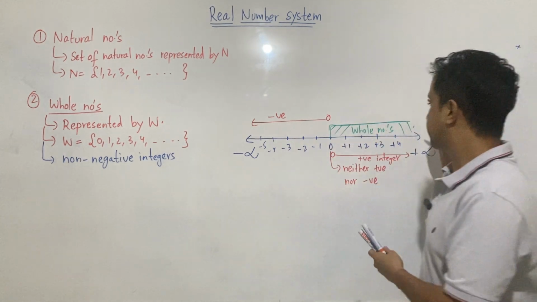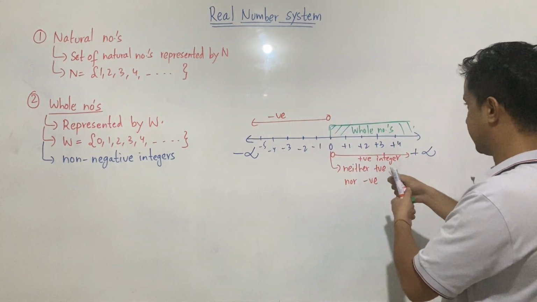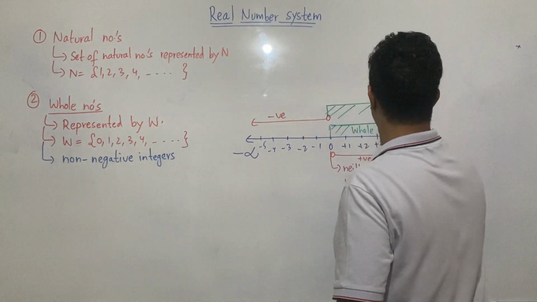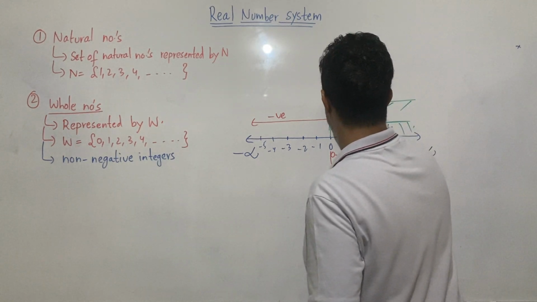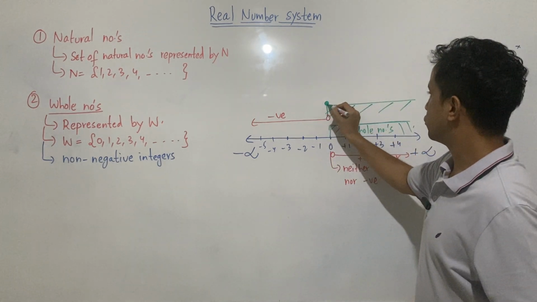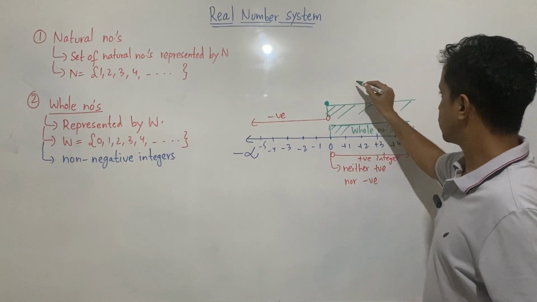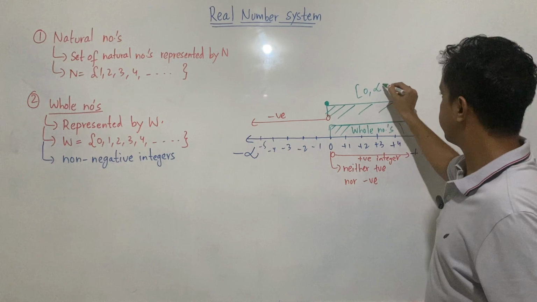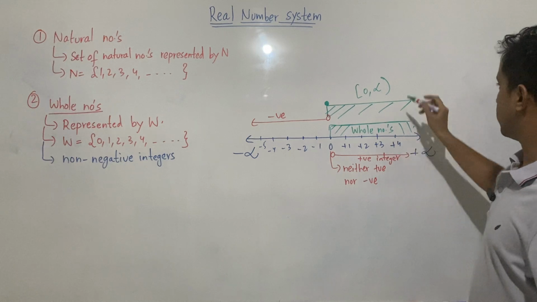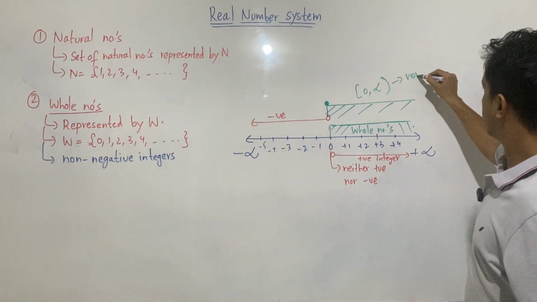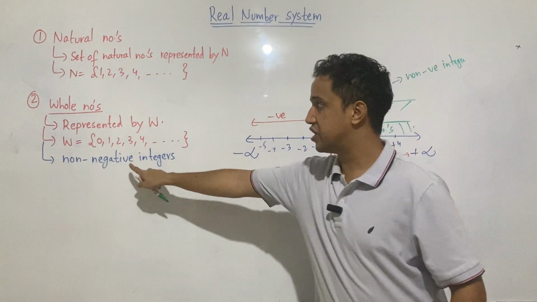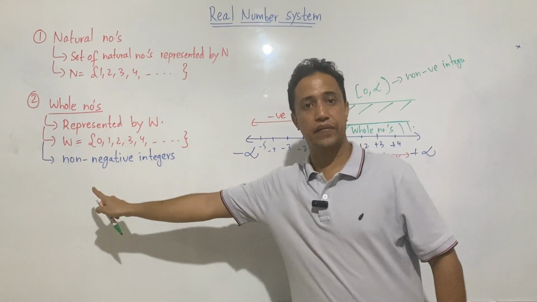So non-negatives is going to be this one, including 0. I'm putting a dot on 0. It means that this is going to be 0 to infinity. So 0 to infinity represents your non-negative integers. That's why we call whole numbers also known as non-negative integers.